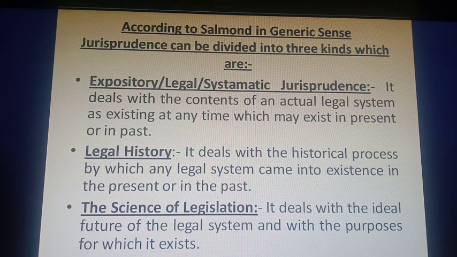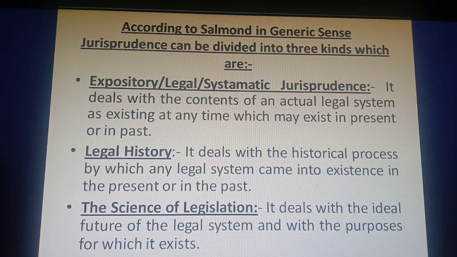According to Salmond, in generic sense, jurisprudence can be divided into three categories: systematic jurisprudence, legal history, and the science of legislation. When we are dealing with the contents of an actual legal system, which may be the present legal system or the past legal system, without the history or development of that law, it will be called systematic jurisprudence, in which we deal with all the contents of any particular legal system that may be present or may have existed in the past. So what is written in the notes?